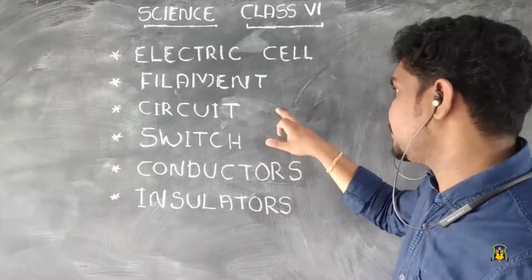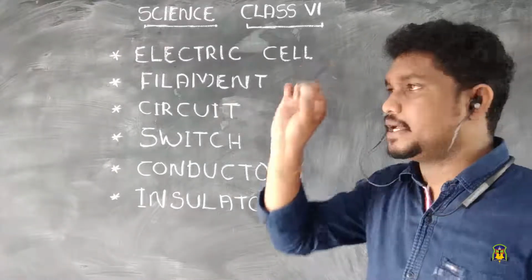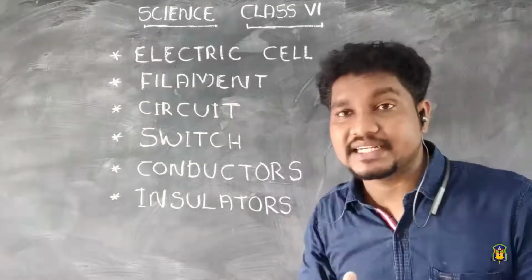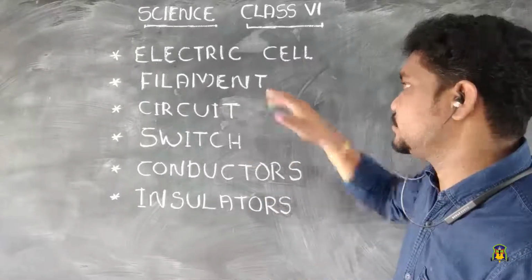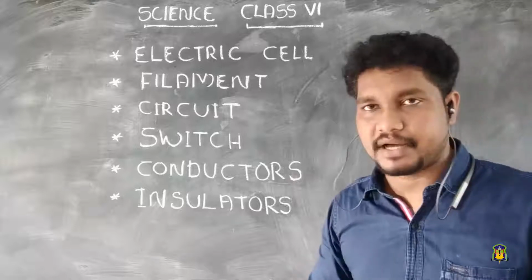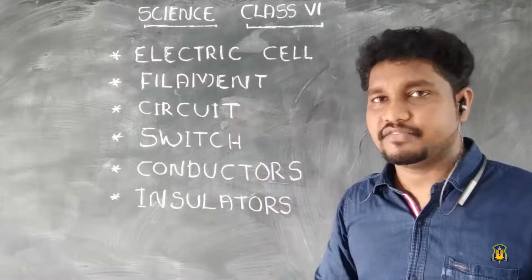We know what the filament is. Inside the bulb there is a metallic part, and that is called the filament. When electricity passes through this filament, it starts producing heat and light energy. That is called the filament of a bulb. I think you are familiar with this filament. When you observe the bulb, you can see the filament.